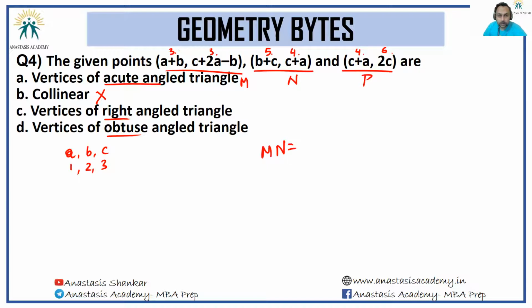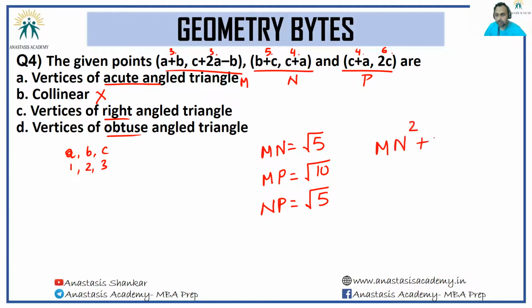MN would be equal to 3 and 5, so 4, 1, so under root 5. MP would be equal to 3 and 1, 3 and 4, so 1, 3 and 6, so 9, so under root 10. And NP would be equal to 5 and 4, 1, 4 and 6, 4, so under root 5. Okay, look at this. Now we simply have to look at the relationship. MN square plus NP square is indeed equal to MP square. This relationship is only valid in a right angle triangle. So the answer has to be option C.